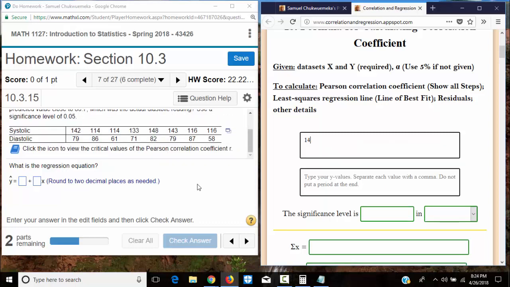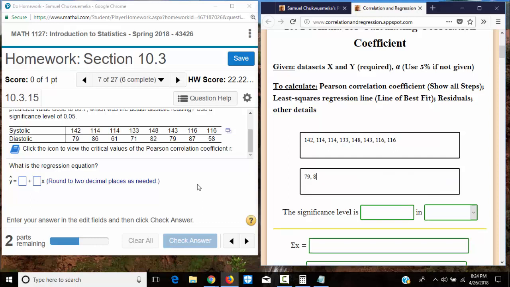For X, we have 142, 114, 114, 133, 148, 143, 116, 116. For the Y, we have 79, 86, 61, 71, 82, 79, 87, 58.